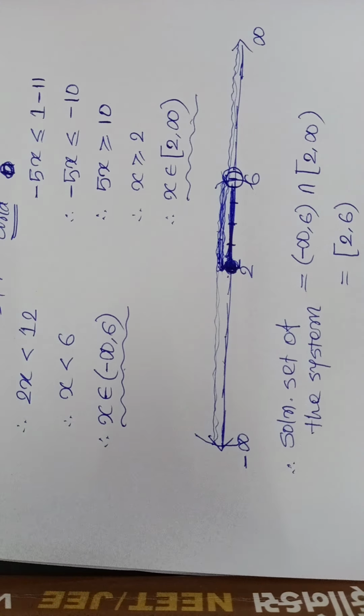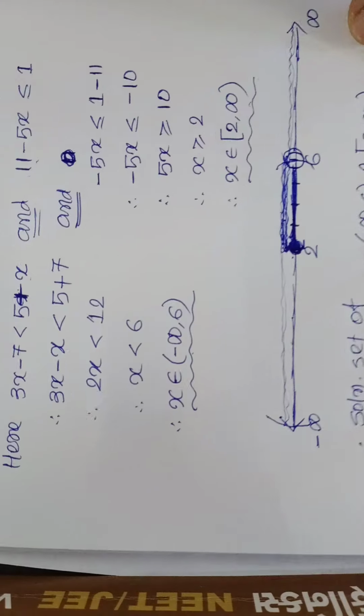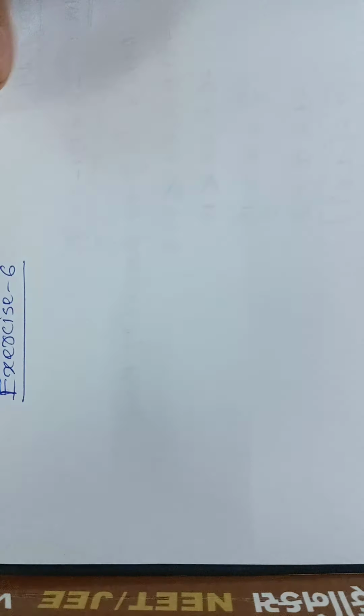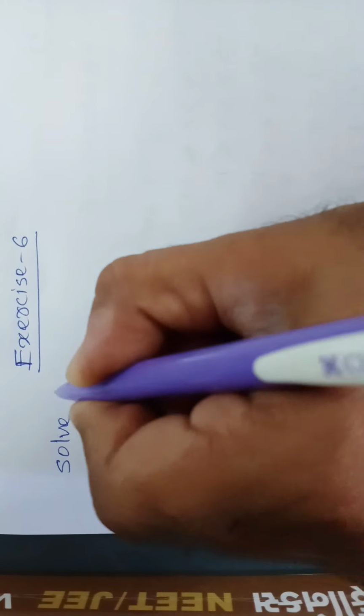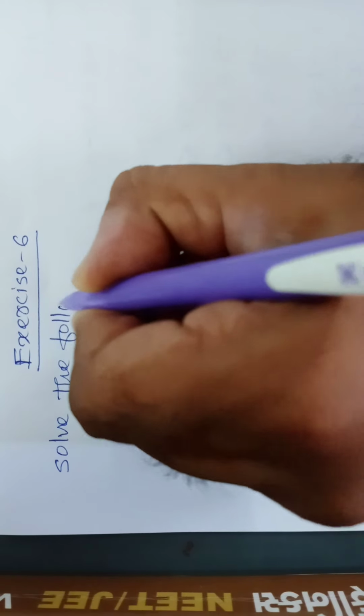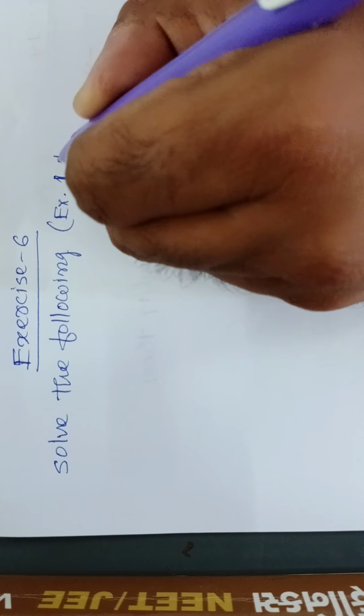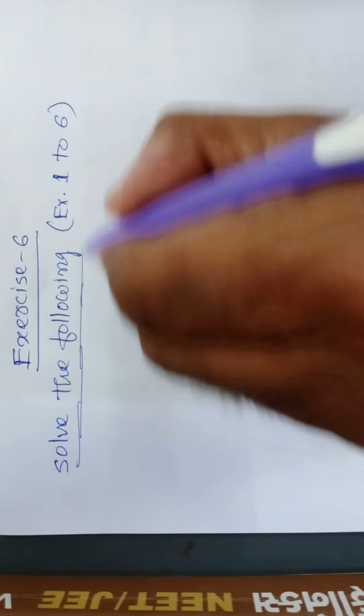Okay, my friend. So this kind of example is there in the miscellaneous exercise. So let us start miscellaneous exercise 6. Exercise number 6. Solve the following. Examples number 1 to 6. Let us start with the first question.